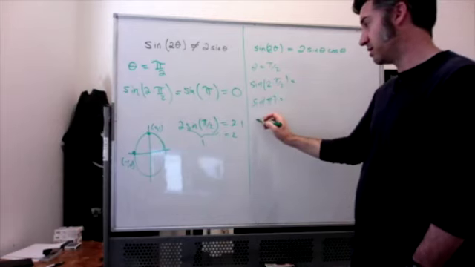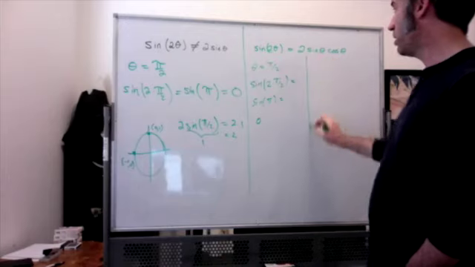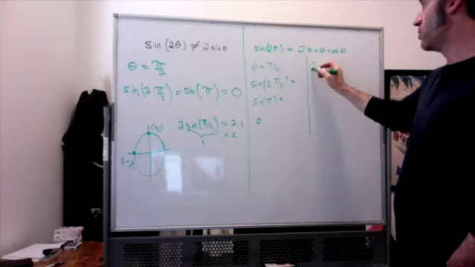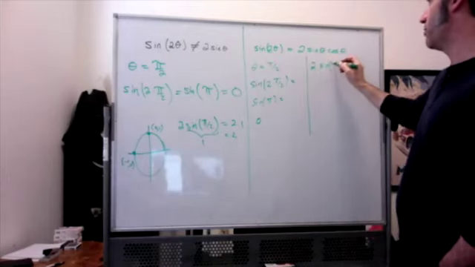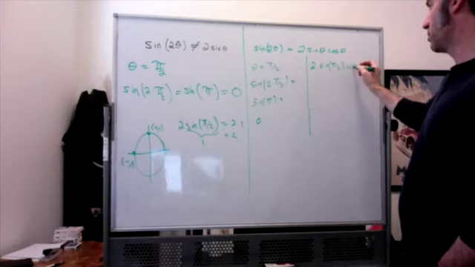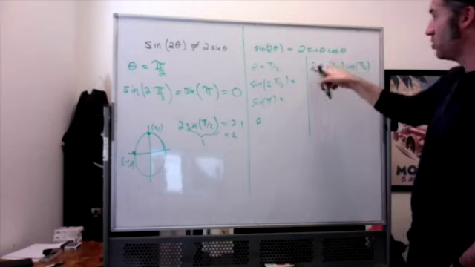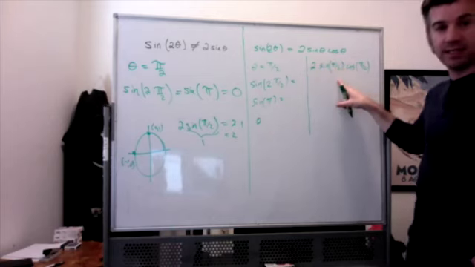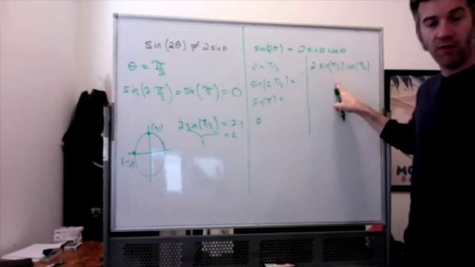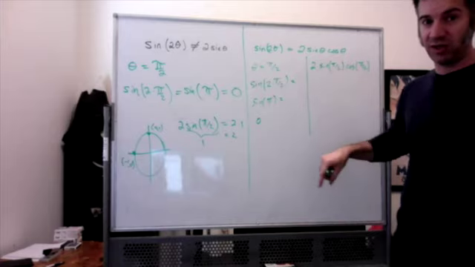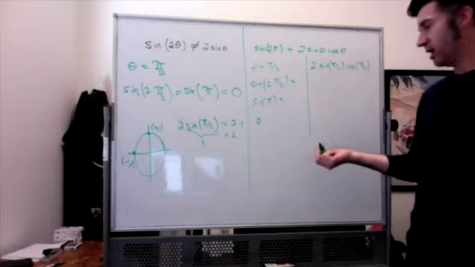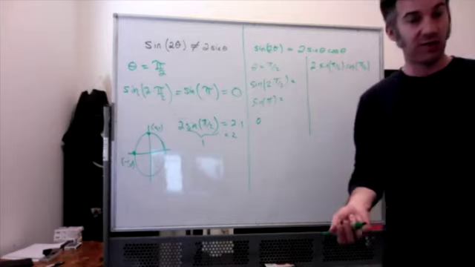And sine of pi is 0. Over here, we have to do 2 times sine of pi over 2 times cosine of pi over 2. It's really important to know that this 2 cannot migrate inside the sine function. When you have a coefficient that is outside of a trig function, it has to stay outside of the trig function.